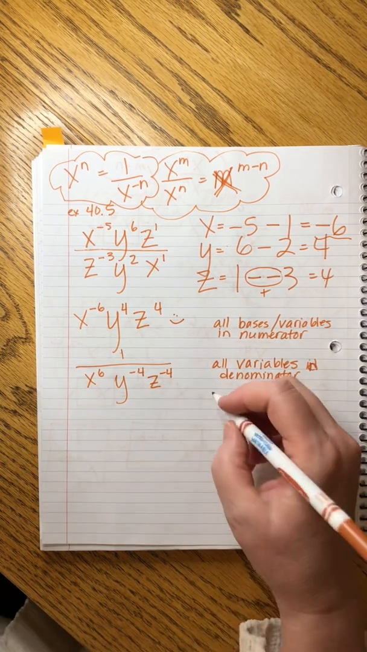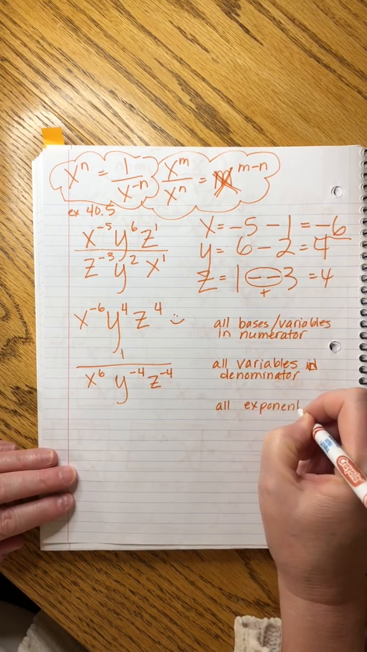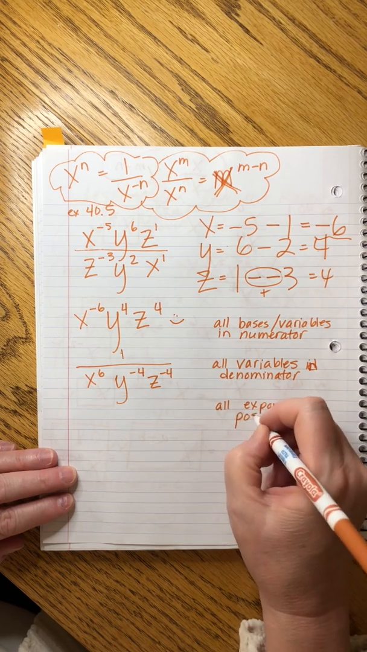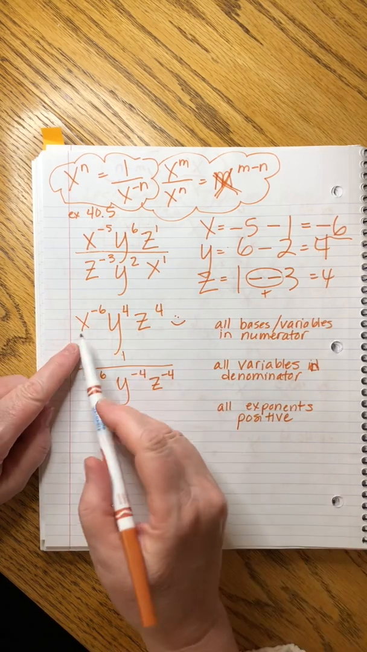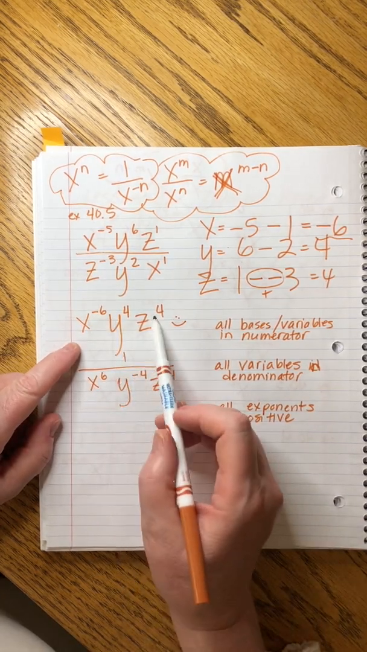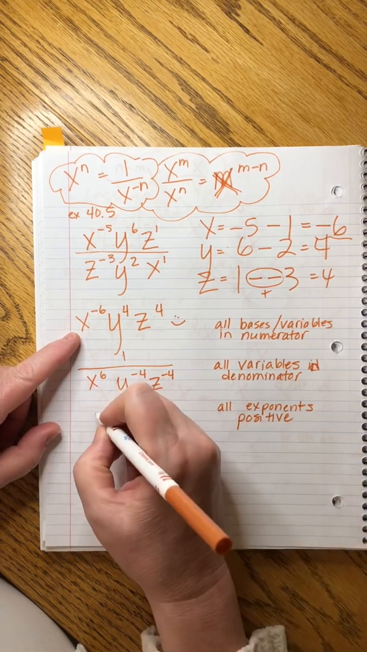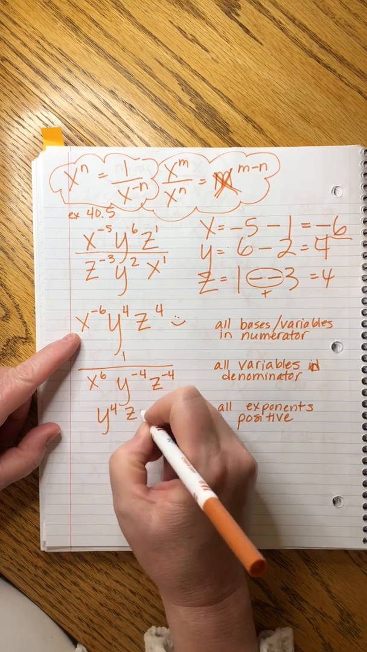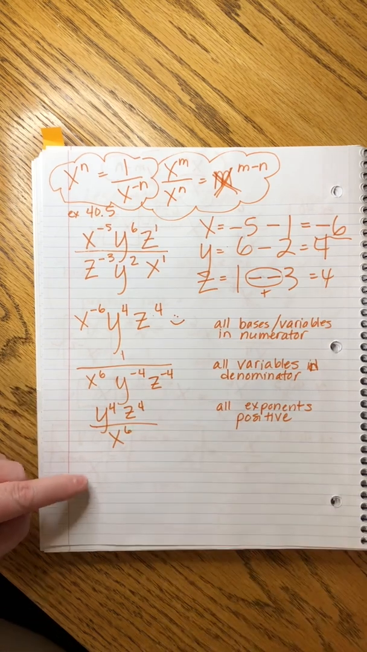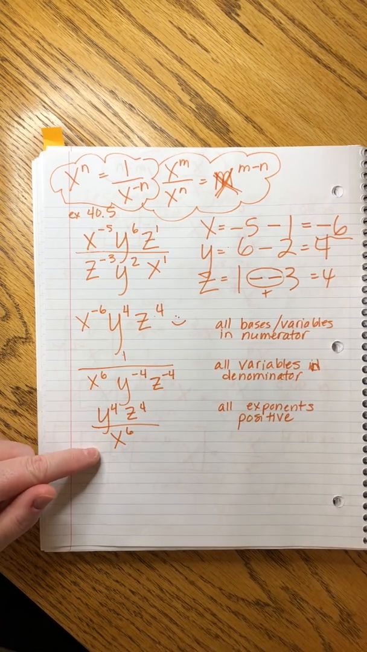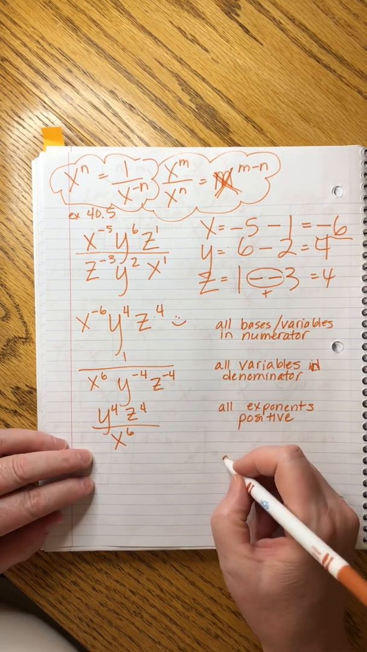That's correct. Now what we want to do is say all exponents positive, okay, and so we get back to our original. We see these guys are already positive. In order to have this be positive, we need to kick him downstairs. So we're going to keep it y to the 4th, z to the 4th upstairs, and then x we're sending down so that he'll go positive.